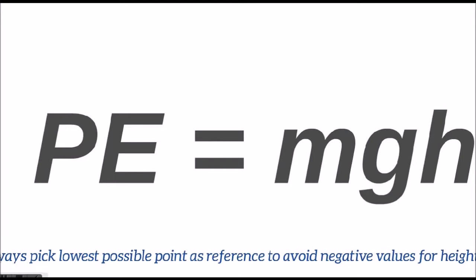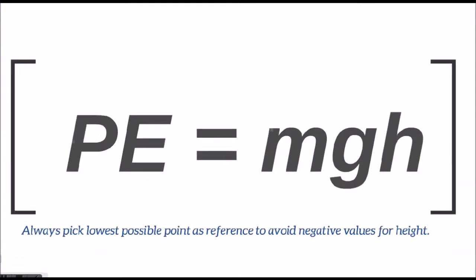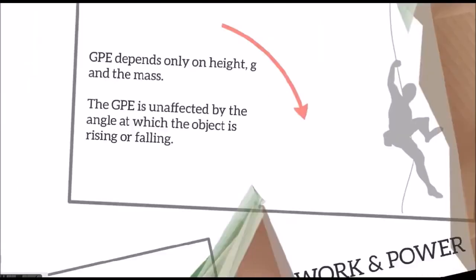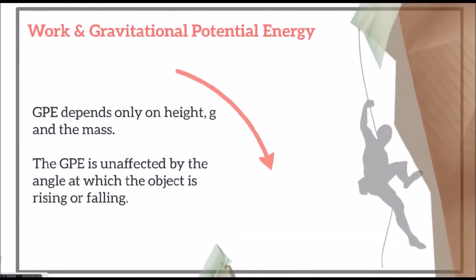In the given formula, PE equals mgh, PE stands for potential energy, m stands for the mass in kilograms, units are really important here. g is the gravitational constant, 9.8 newtons over kilograms or meters over second squared, and h is the height in meters. The energy transferred can be calculated as work.